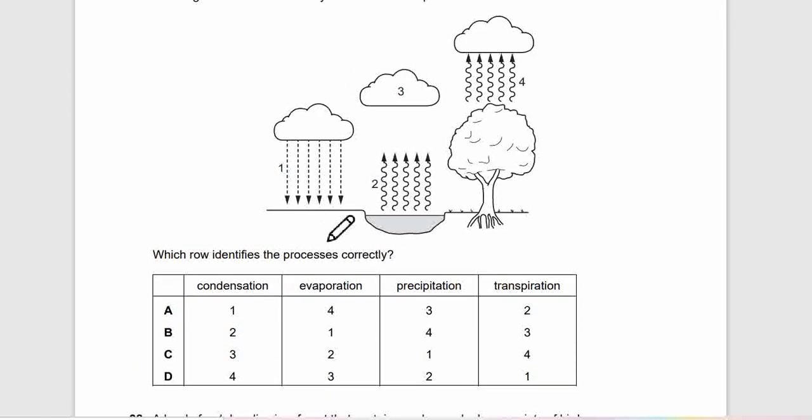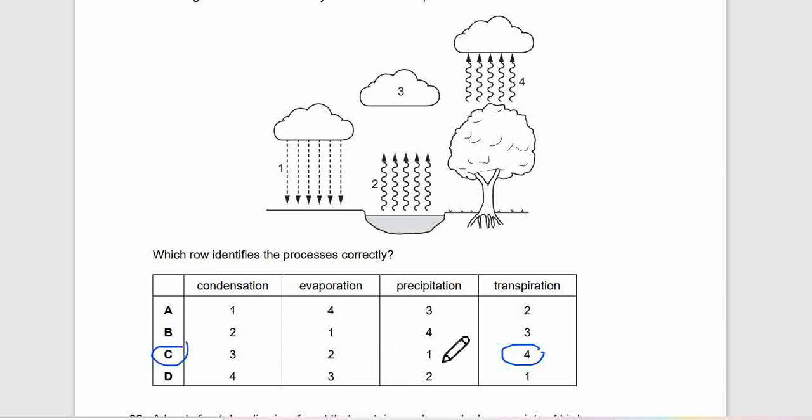Which row identifies the process correctly? So if we see this is a cycle, from four, we can see it's from the tree. Water is converted into water vapor and leaves the plant. So this is the most common process that we call transpiration. So transpiration is 4. Since the other answers don't have option 4 as transpiration, the answer must be C.